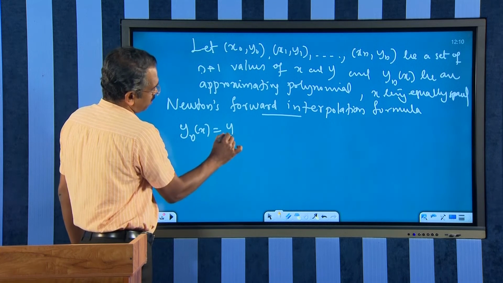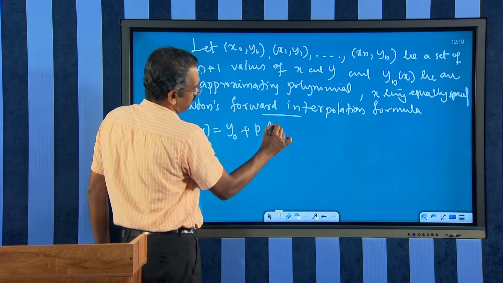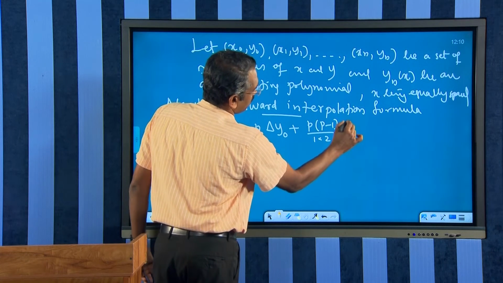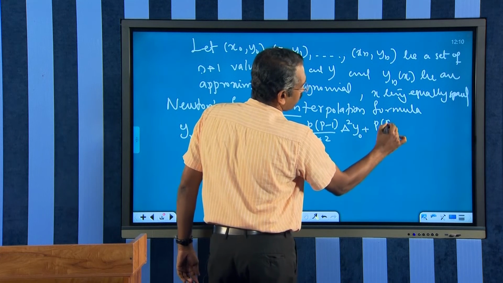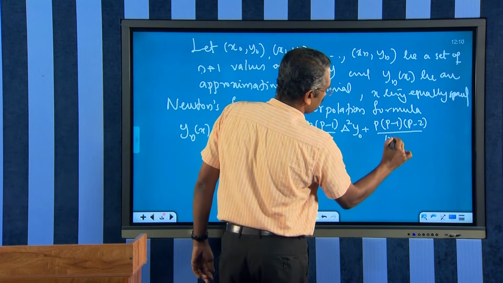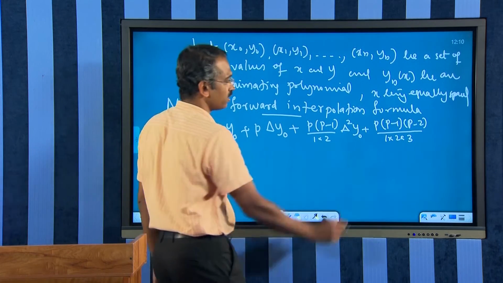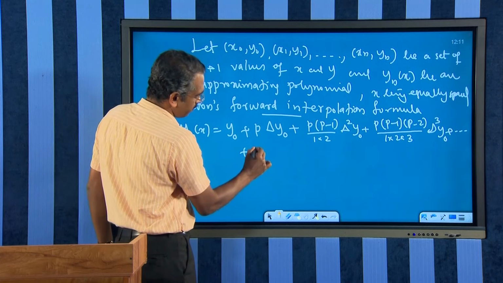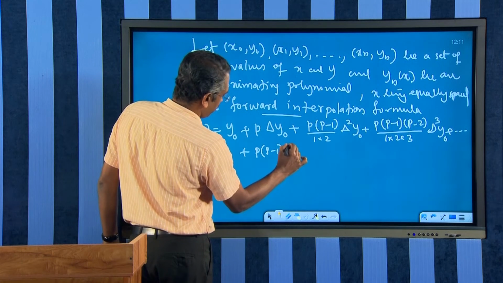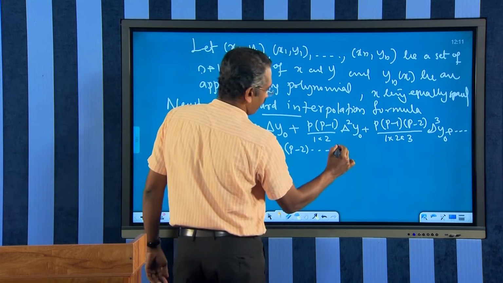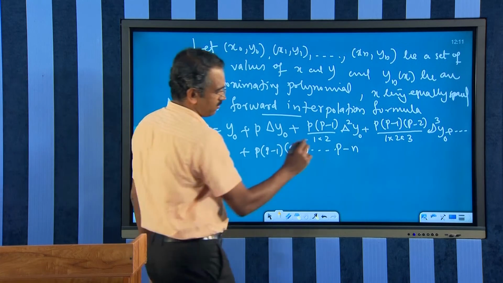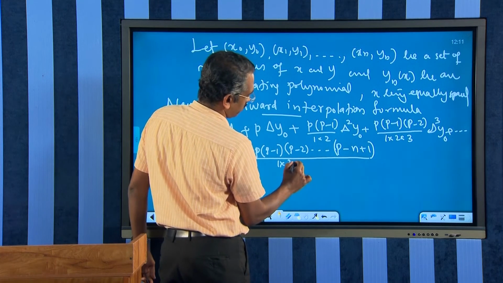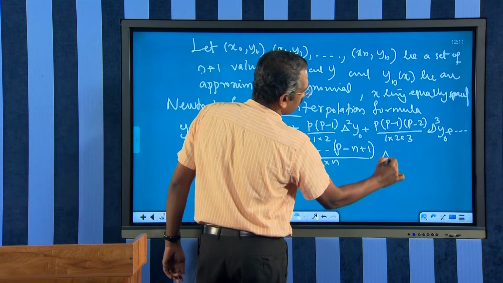yn of x is equal to y0 plus p into delta y0 plus p into p minus 1 divided by 1 into 2 delta square y0 plus p into p minus 1 into p minus 2 divided by 1 into 2 into 3, that means 3 factorial, delta cube y0 plus etc. In general, p into p minus 1 into p minus 2 etc. up to p minus n plus 1 divided by n factorial, that is 1 into 2 into 3 into etc. up to n, into delta n y0.